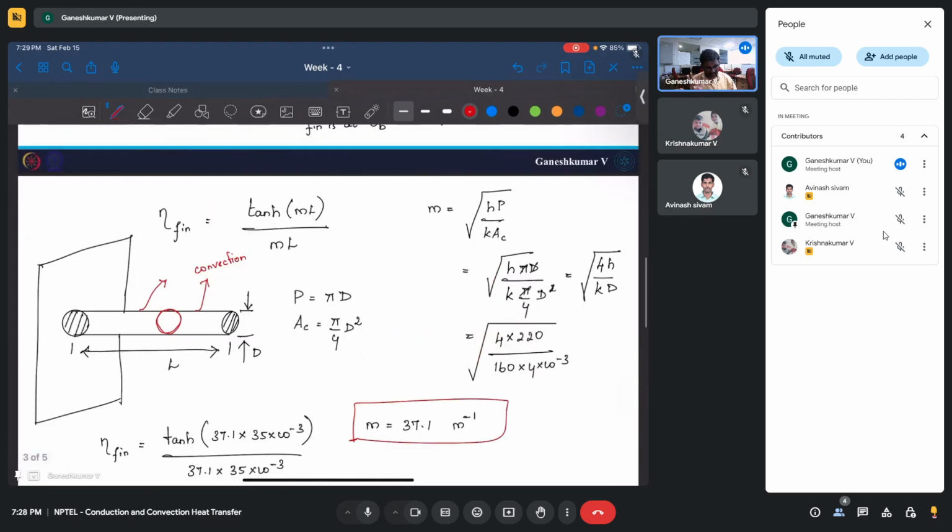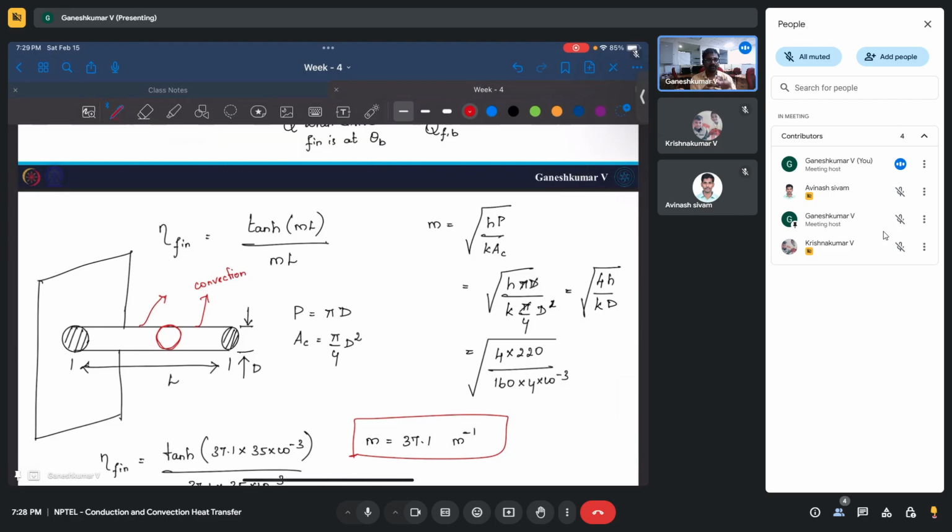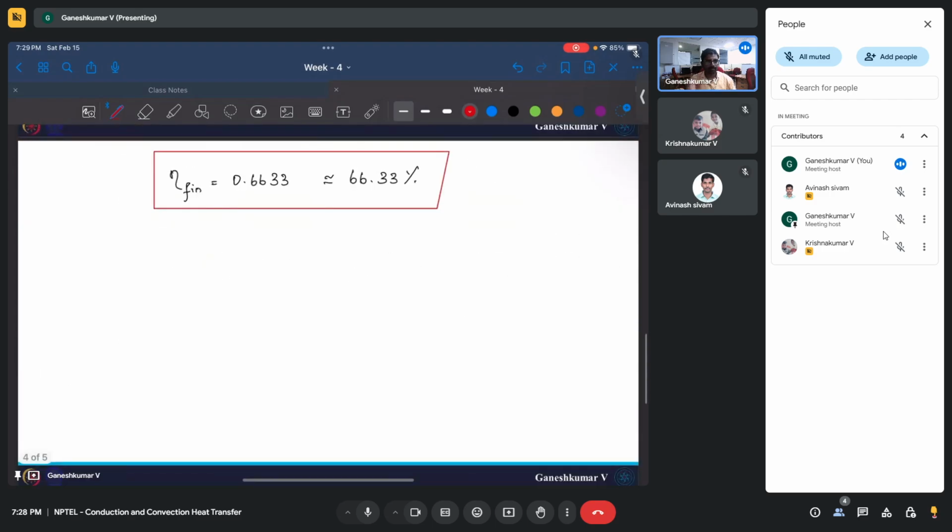Basically this will not be tanh(ml). Instead it will have sinh(ml) plus (h/mk) cosh(ml). All these complications will be there. Okay. You should apply appropriate formulas for this.